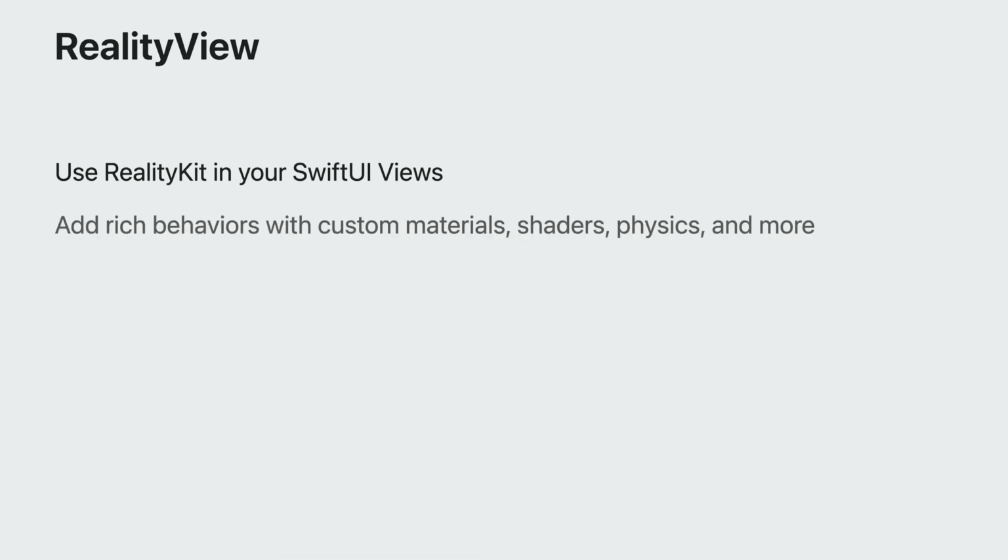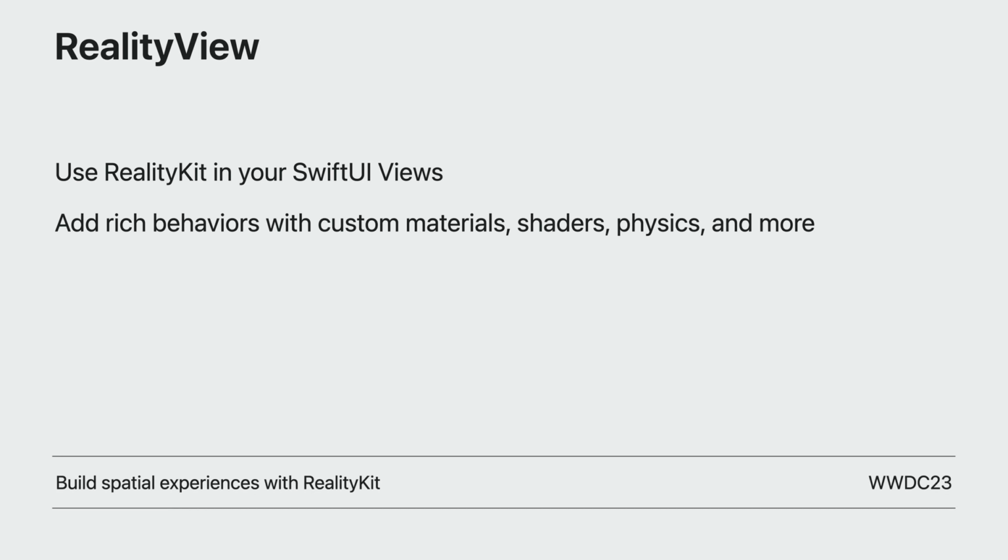There's so much more to cover with Reality View. With Reality View, it's never been easier to blend the worlds of user interfaces and rich 3D experiences. RealityKit allows you to add all kinds of rich behaviors, like custom materials and shaders, physics and complex animations, and so much more. To learn more about Reality View and RealityKit, we've prepared several talks that go much deeper. Check out Build Spatial Experiences with RealityKit when you're ready to dive in. For now, let's focus on 2 cool features of Reality View: gestures and attachments.